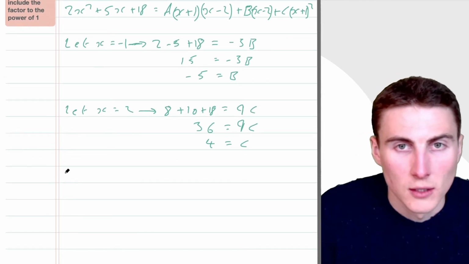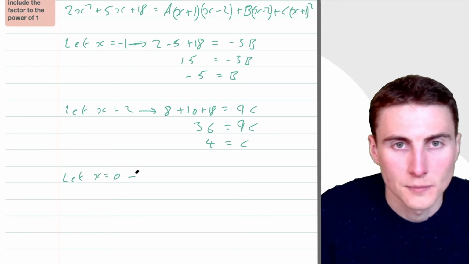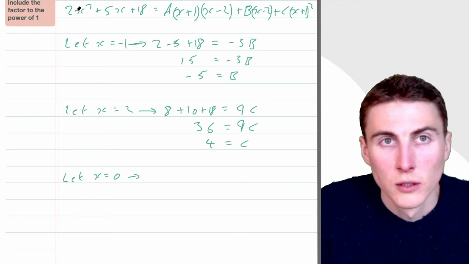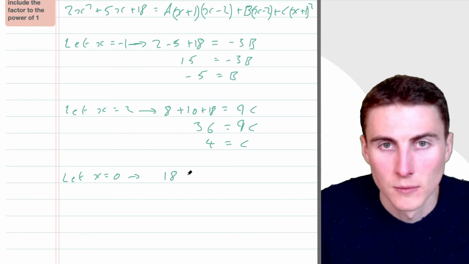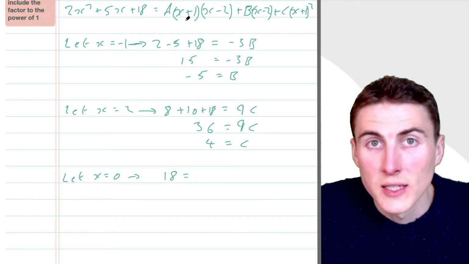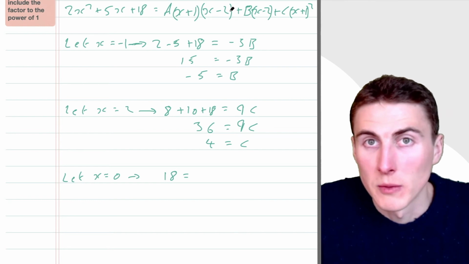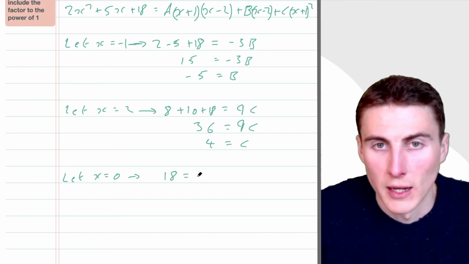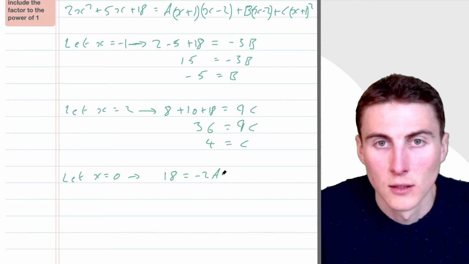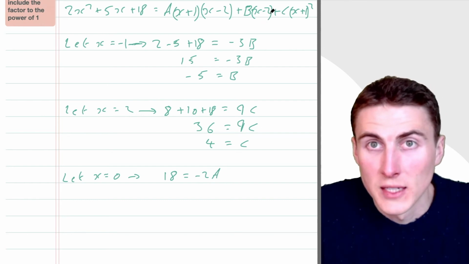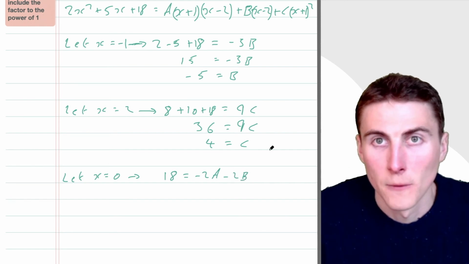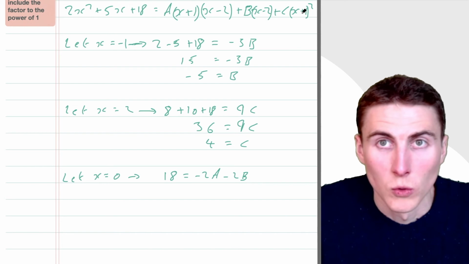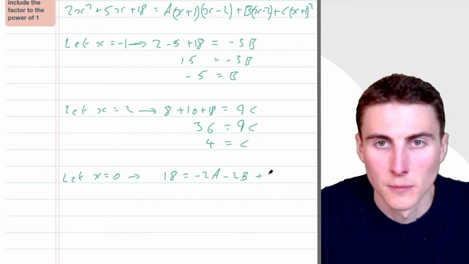So to see what I mean, let's let x equal 0, yeah? So this would cancel out, this would cancel out, we just have 18. We have 18 on the left, equals. If we plug 0 into these, we'd have 1 times minus 2, which is minus 2. So we're going to have minus 2A. We plug 0 into here, we get minus 2B. And then we plug 0 into here, we just get 1. 1 squared is still 1, so we get plus C.